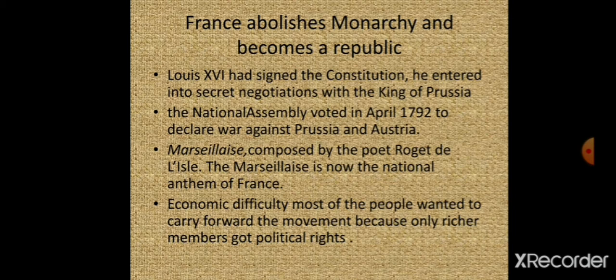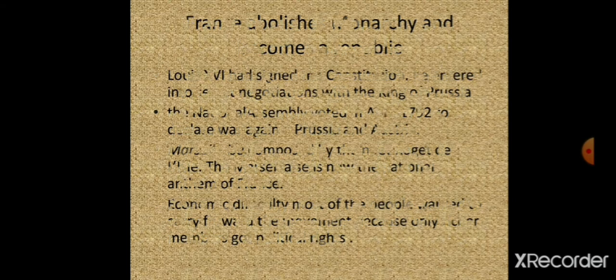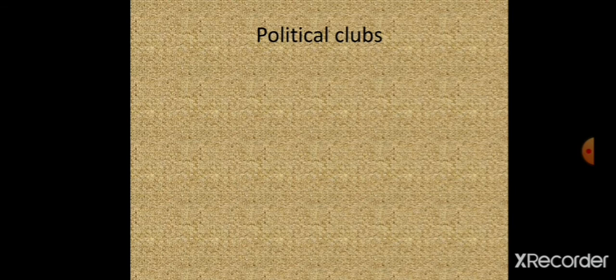As we all know, whenever a war is going on, there will be some economic difficulty, and slowly economic difficulty pervaded France. Most of the people wanted to carry forward the movement because only richer members got political rights. The French Revolution did not stop at that political stage. Because lots of people were not able to vote, and the right was given only to the richer section, the less prosperous people living in France started to protest against the constitutional monarchy, the constitutional government.